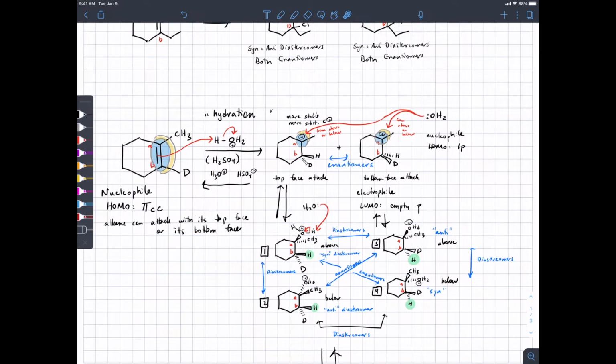Addition of water to alkenes is the exact reverse of alcohol dehydration.